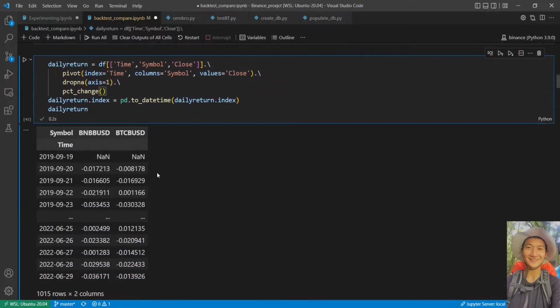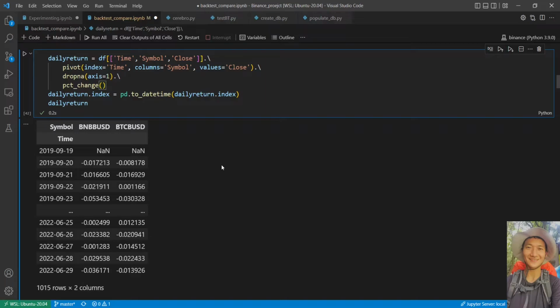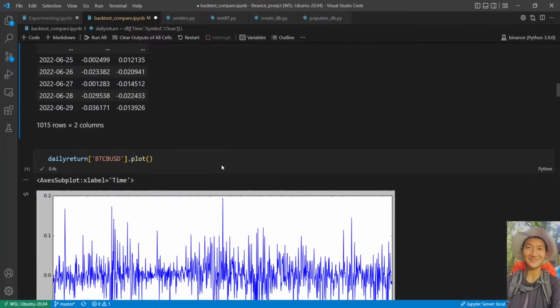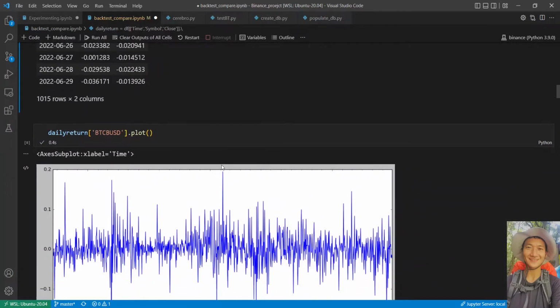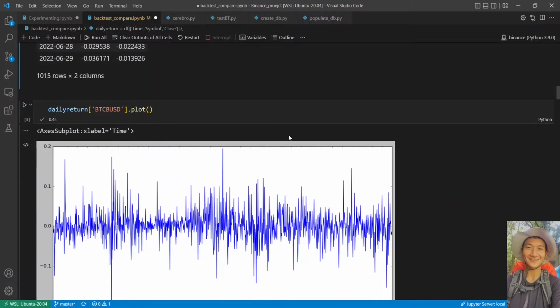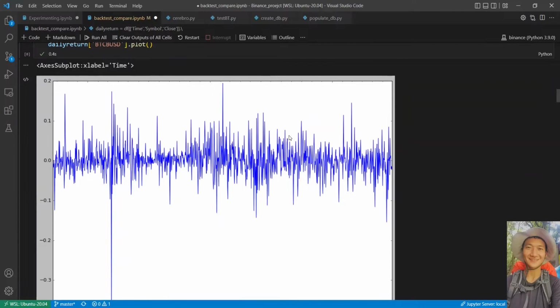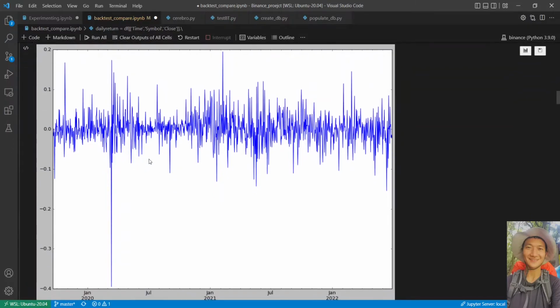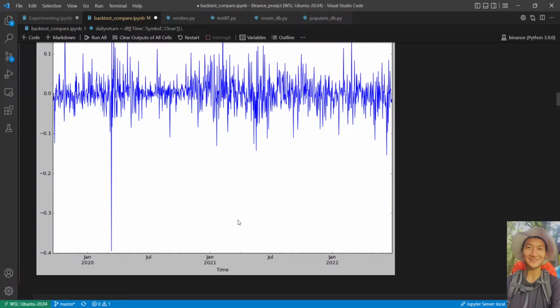This data frame shows us that there are only two tokens that existed all the time in the observing period. So I will just choose to plot the BTC daily return. As you can see, there's also a big drop in the middle of 2020, which confirms our observation of the BTC price trend, right?